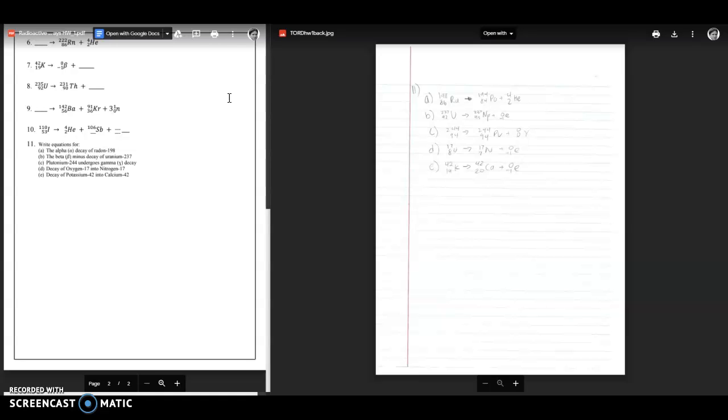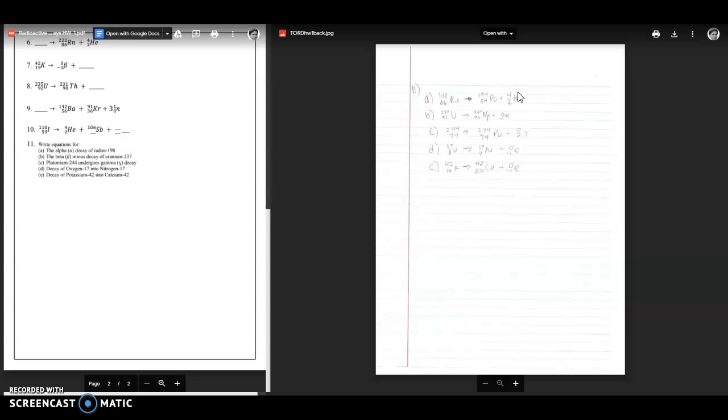This is Radioactive Decay Homework 1, parts A, B, C, and D of problem 11. Part A, they ask you to write the equation for the alpha decay of radon 198. So you have radon 198, 198 being the mass number and 86 being the number of protons, and you can find that information by looking on the periodic table.